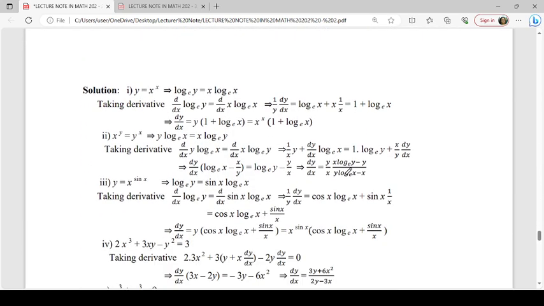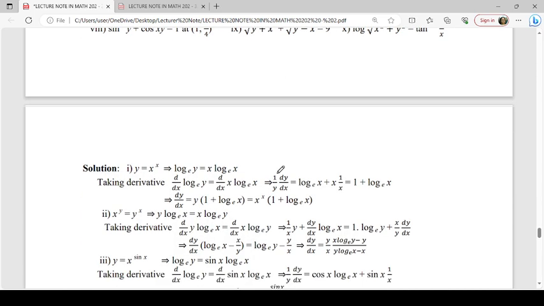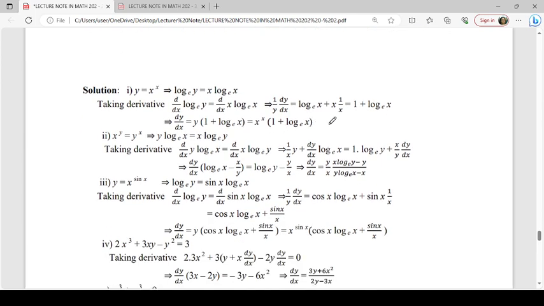Then these are some examples. This is implicit function. So y equal to x to the power x, we take the logarithm. So when we take log y, when we take logarithm, then this becomes a product function. So ddx of log y is, first it is 1 by y into dy dx, and the right hand side is only a function of x, it is this one. So dy dx is separated like this.